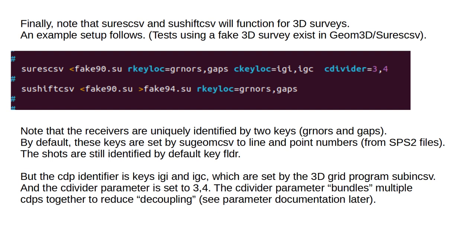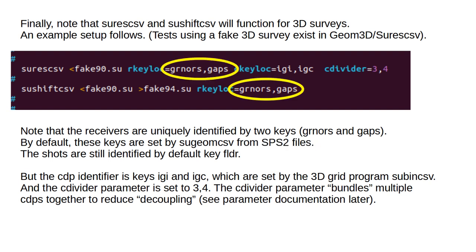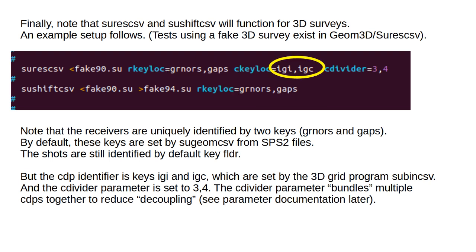Note that the receivers are uniquely identified by two keys, group and gap. By default, these keys are set by sugeom.csv to line and point numbers from SPS2 files. The shots are still identified by default key FLDR, but the CDP identifier is keys IGI and IGC, which are set by the 3D grid program subin.csv, and the cdivider parameter is set to 3,4. The cdivider parameter bundles multiple CDPs together to reduce decoupling. See parameter documentation later.